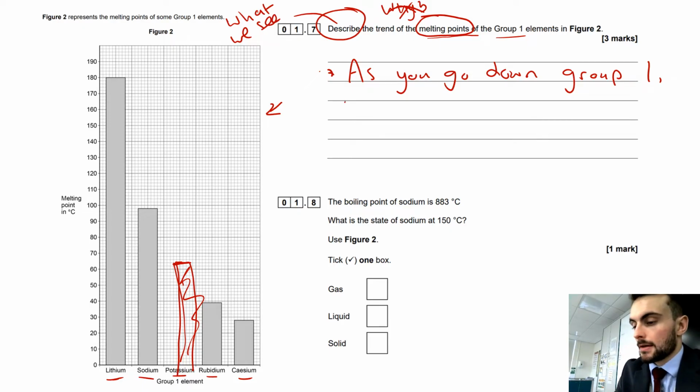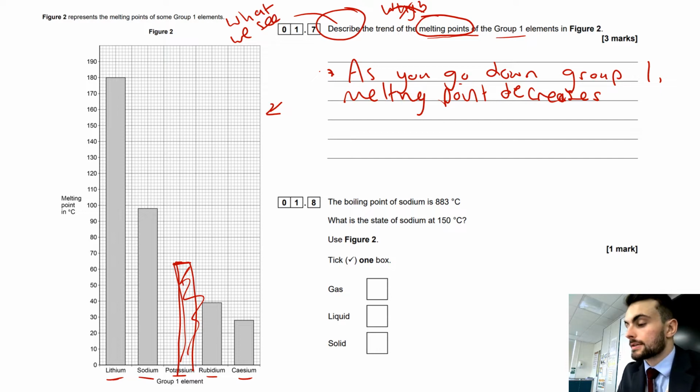So we can say melting point decreases. Now there's a clue that we've not quite finished the question for all of the marks, because it's out of 3. So we've got 2 of the marks there as the melting point's decreasing, 1 mark. As you go down the group, that's 2 marks.